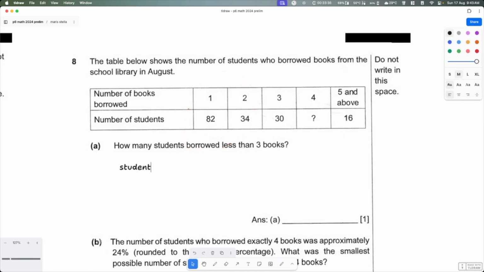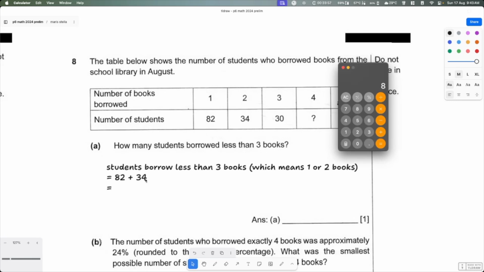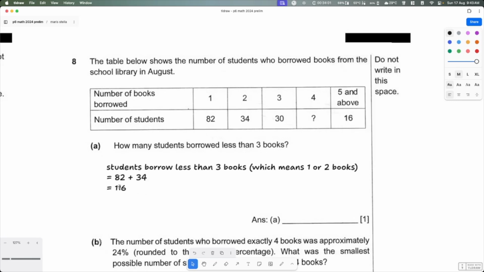So students borrow less than 3 books, which means 1 or 2 books is basically 82 plus 34. Okay, in this case 82 plus 34 is 116. So that's the answer, 116. All right, let's move on to the next question.